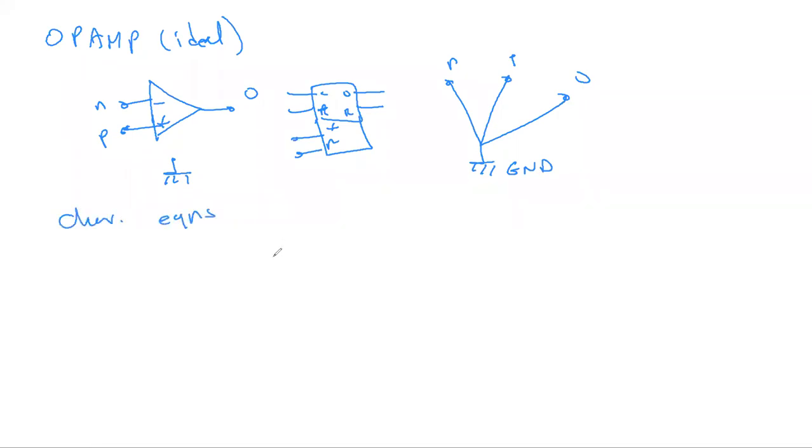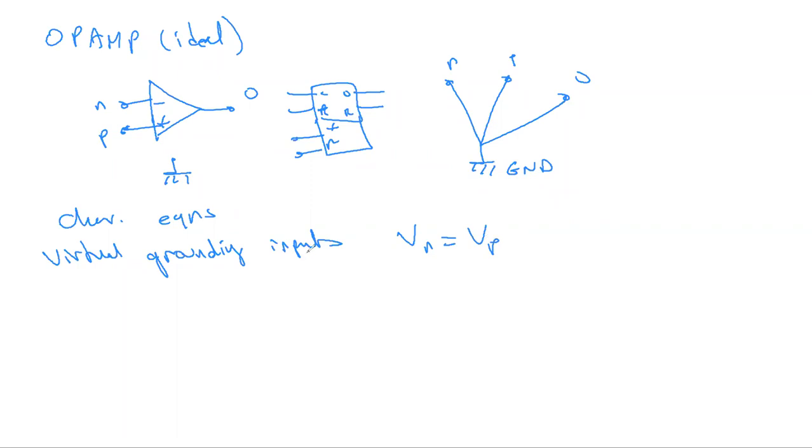Since it is more than one port, we have to have at least 3 equations for this guy. Ideal op-amp will have virtual grounding inputs, which means that Vn is always equal to Vp. In terms of the voltage, it looks like a short circuit. Whatever voltage you apply at the P node, it will appear in the N node.